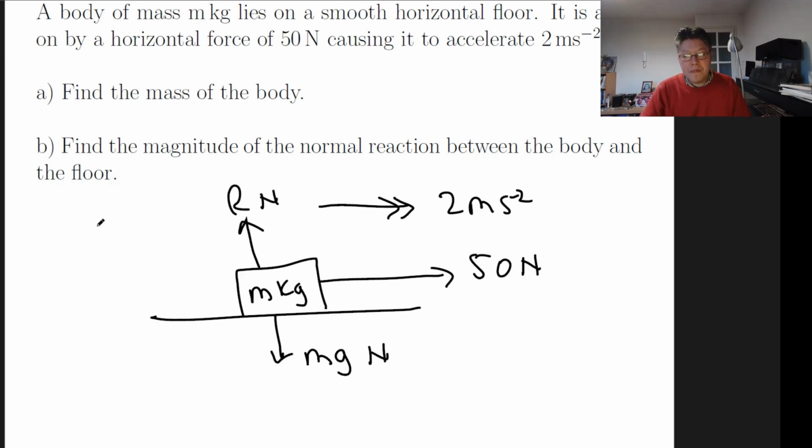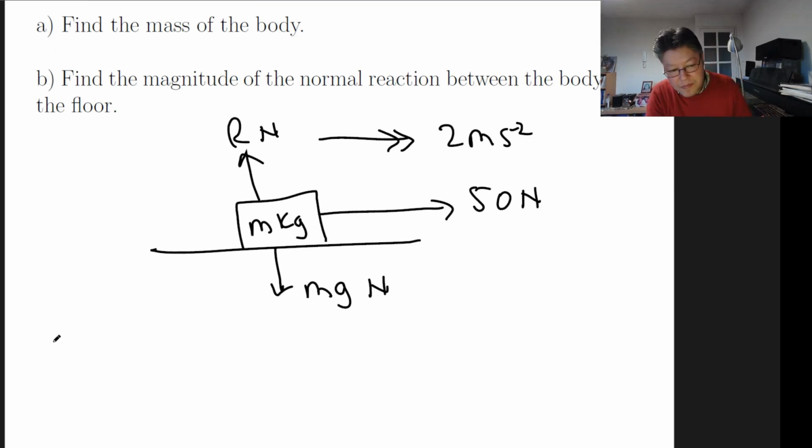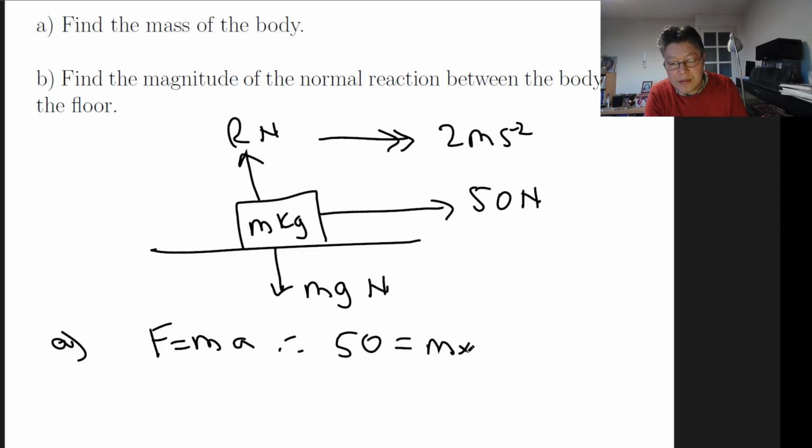Okay, notice also in this question it's the other way around. We need to get the mass first and then get the normal reaction. We can't get R until we've worked out m. That's why part A is to work out the mass first. So part A, we begin with F equals ma and fill in. So the force is 50 newtons equals m times acceleration is 2. Therefore we can work out the mass, divide by 2, so the mass is 25 kilograms.